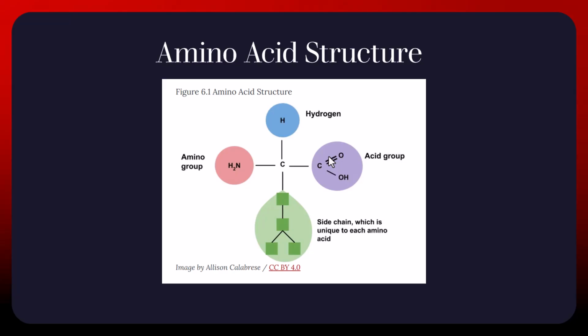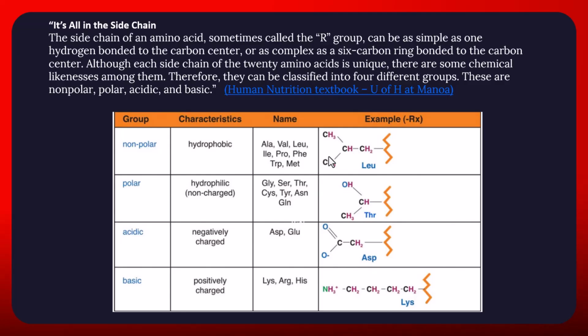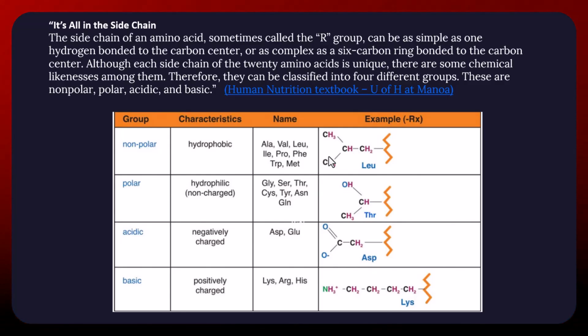Here you see an amino acid structure. As you can see, there's a hydrogen, an amino group, an acid group, and a side chain. The side chain is unique to each amino acid. Here you have a very helpful chart. Really, for amino acids, it's all in the side chain.